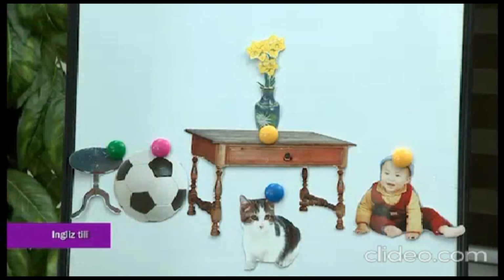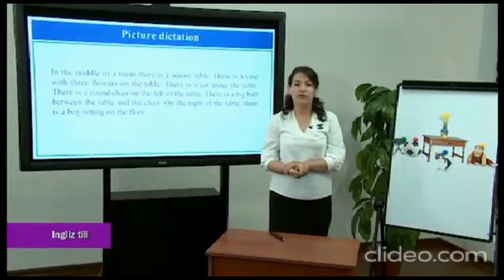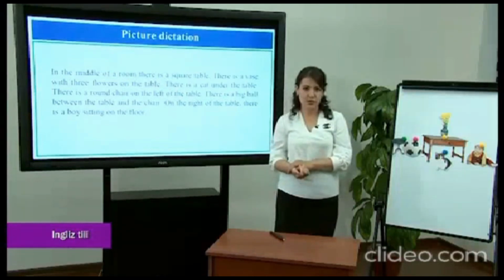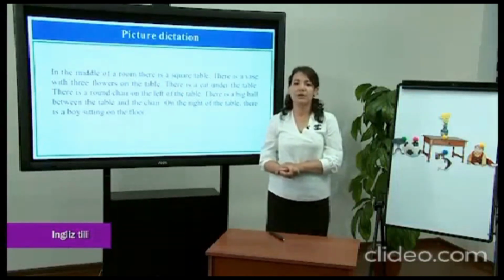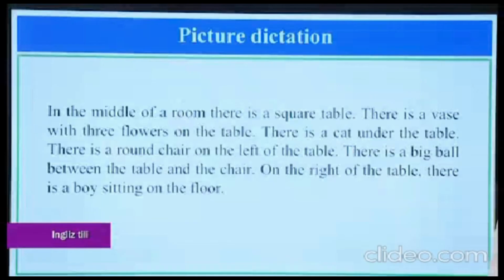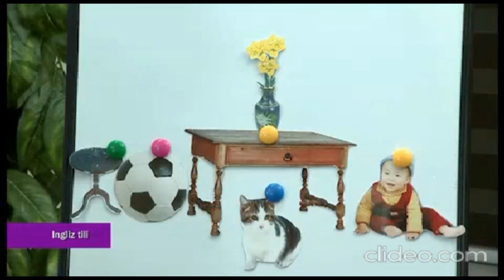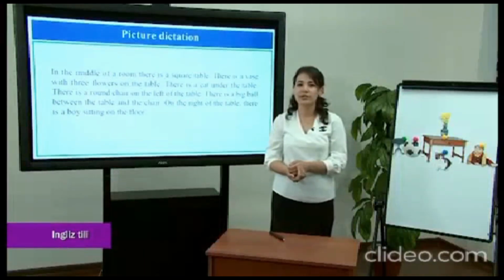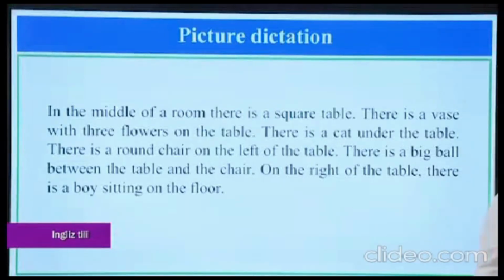And in this game, we have used some grammar structures as well. For example, the there is structure is used. Moreover, some prepositions are also used. And also we have used adjectives, square, big, and round, and like this. This game is also useful for all learning styles, for visual learners, for auditory learners, and for kinesthetic learners as well.